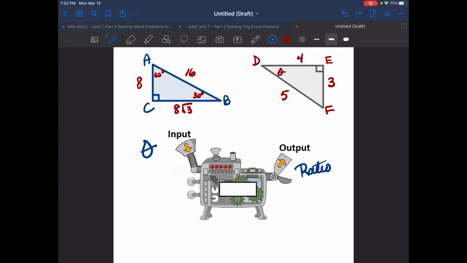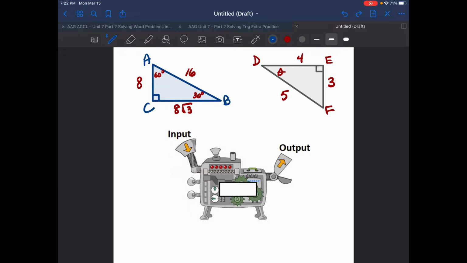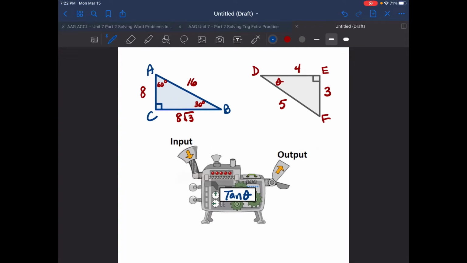Now let's try to apply this to another angle, and I'm going to choose a different trig function. Let's use tangent of theta. If I choose tangent of, randomly picking, angle A, tangent of 60 degrees, think about it: 60 is your input, 60 is your theta, and now we're going to take the tangent of 60.